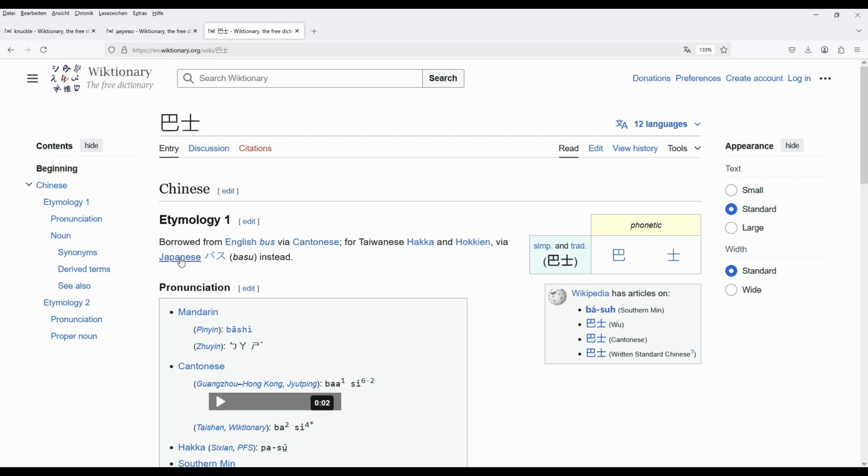So also interesting, there's also a Japanese word coming from English. I'm not going to pronounce that because I don't know Japanese, but this also proves my point. Don't say just, oh, the language is not related. I will not even look for cognates.